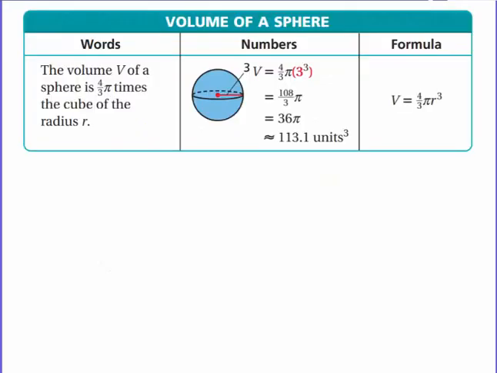So here we go. The volume of a sphere. Okay, it says that all we're going to do is find the volume V. The volume V of a sphere is 4/3 pi times the cube of the radius. So it's 4/3 pi r cubed. Now by now we know what all of these pieces mean. V stands for volume, pi, we're going to use 3.14 for that. And then the r, we know that that's a radius. And the radius of a sphere is the same thing as the radius of a circle.